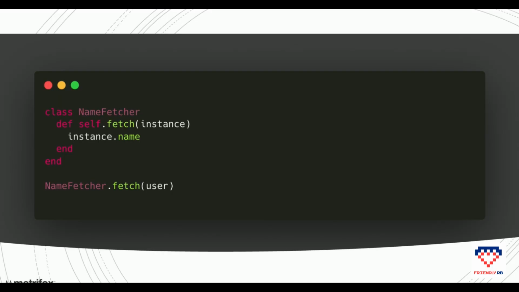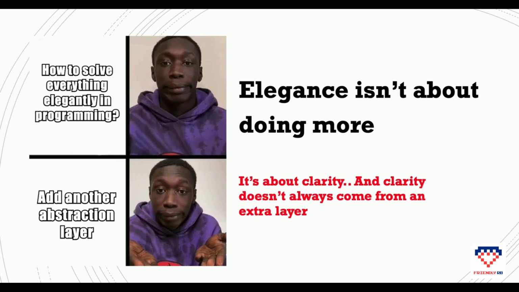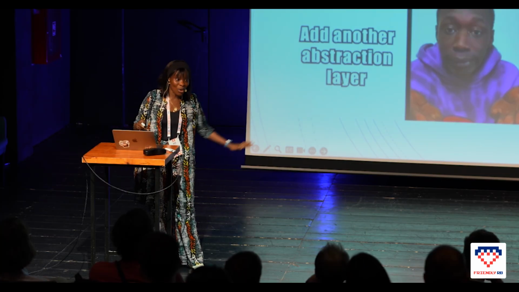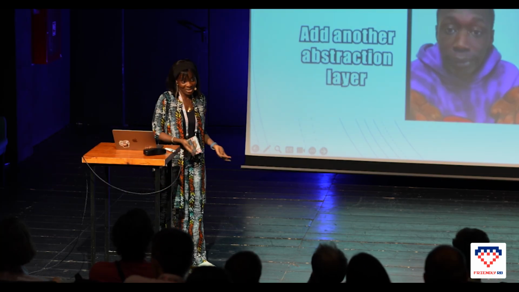Now, we have this class. What would it take us to have just done user.name, product.name, invoice.name? Why do we need this? This is totally unnecessary, and it might sound cool, but elegance is never about doing more. Elegance is about clarity, and clarity never comes from an extra layer. And I could spend the whole day talking about what an abstraction is not or shouldn't be, but as you know, we don't have a whole day.